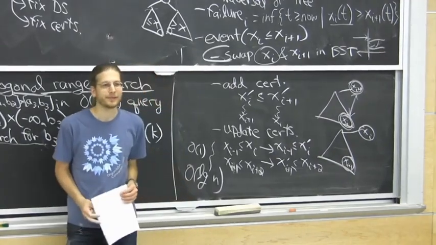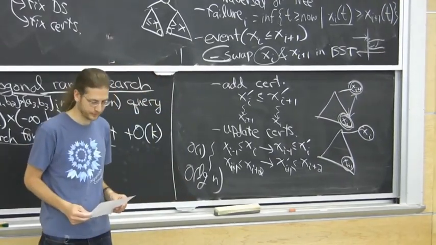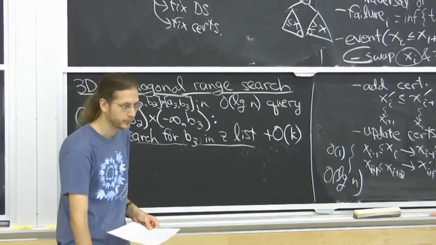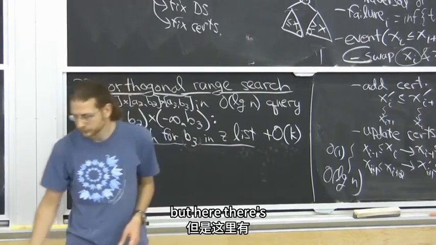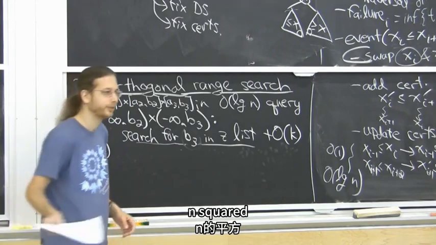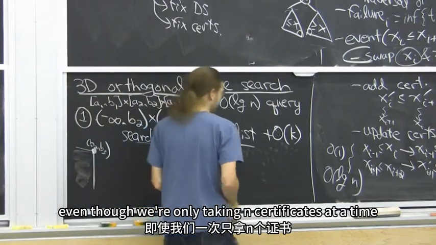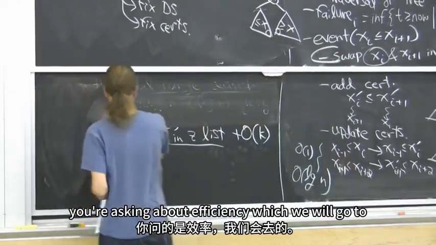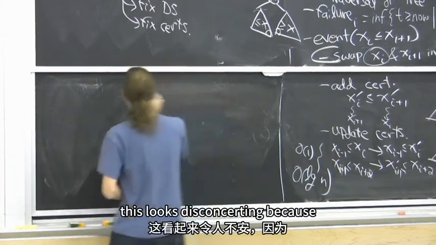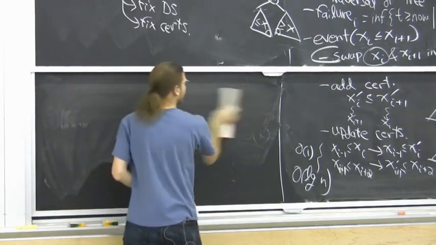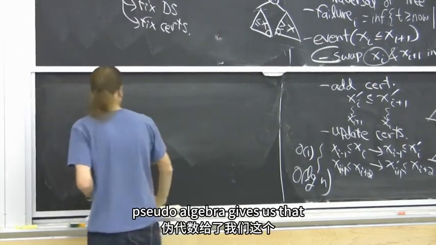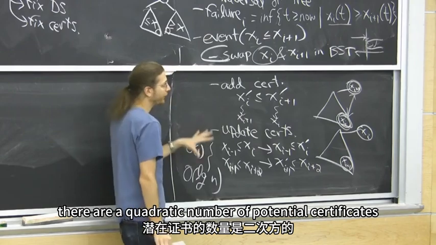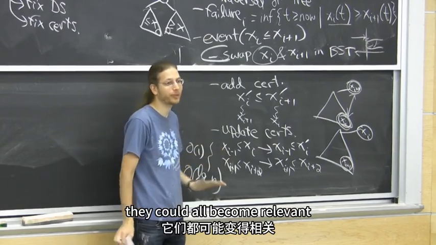Yeah? It's something that's pseudo-algebraic. Any certificate changes O of 1 times. But here, there's O of n squared. Even though we're only taking n certificates at a time, there's O of n squared possible certificates in each of them. You're asking about efficiency, which we will go to now. This looks disconcerting because even though pseudo-algebraic gives us that each certificate won't change too many times, there are a quadratic number of potential certificates. They could all become relevant.